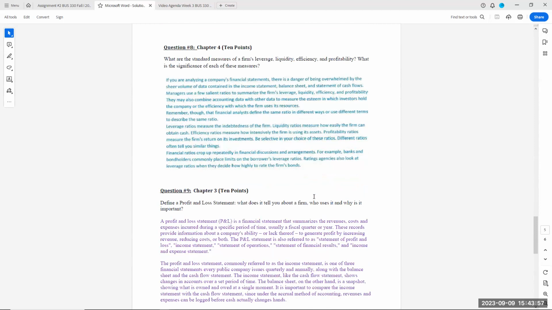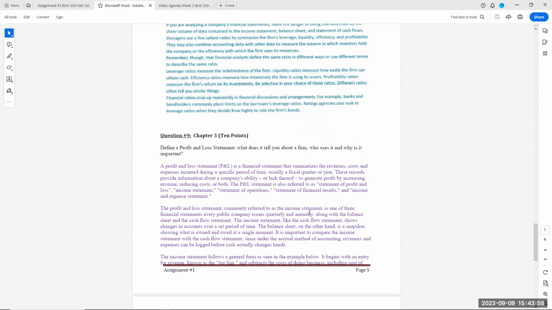Define a profit and loss statement. What does it tell you about a firm, who uses it, and why is it important? Some students were taken off points in here because you only answered half the problem. Remember, read each question carefully and make sure you answer the problem fully.